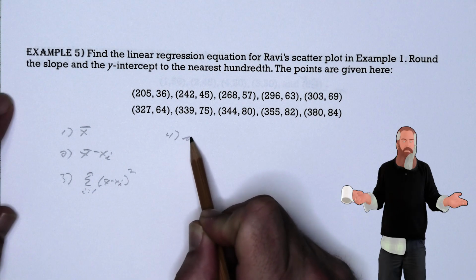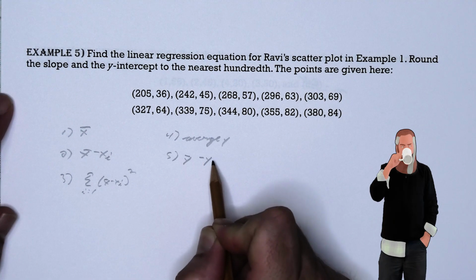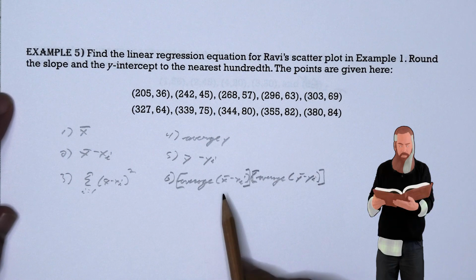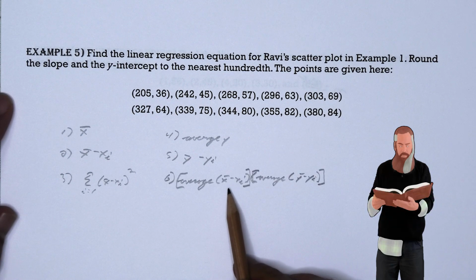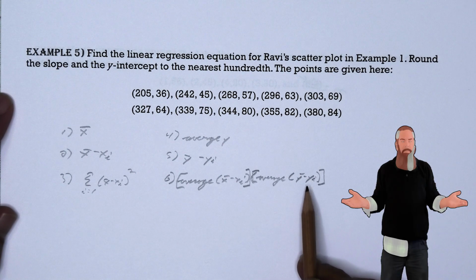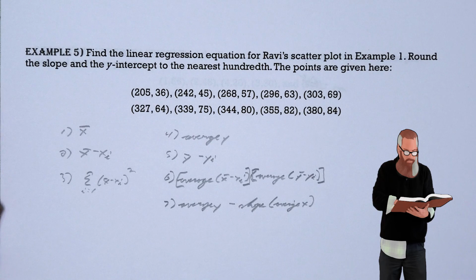We would also want to find the average of y. So y bar minus those y points would be the next calculation. Then we would want to find the average of the x bar minus the x and multiply that by the average of the y bar minus the y's. Then we would want to do the average of y minus the slope times the average of x.